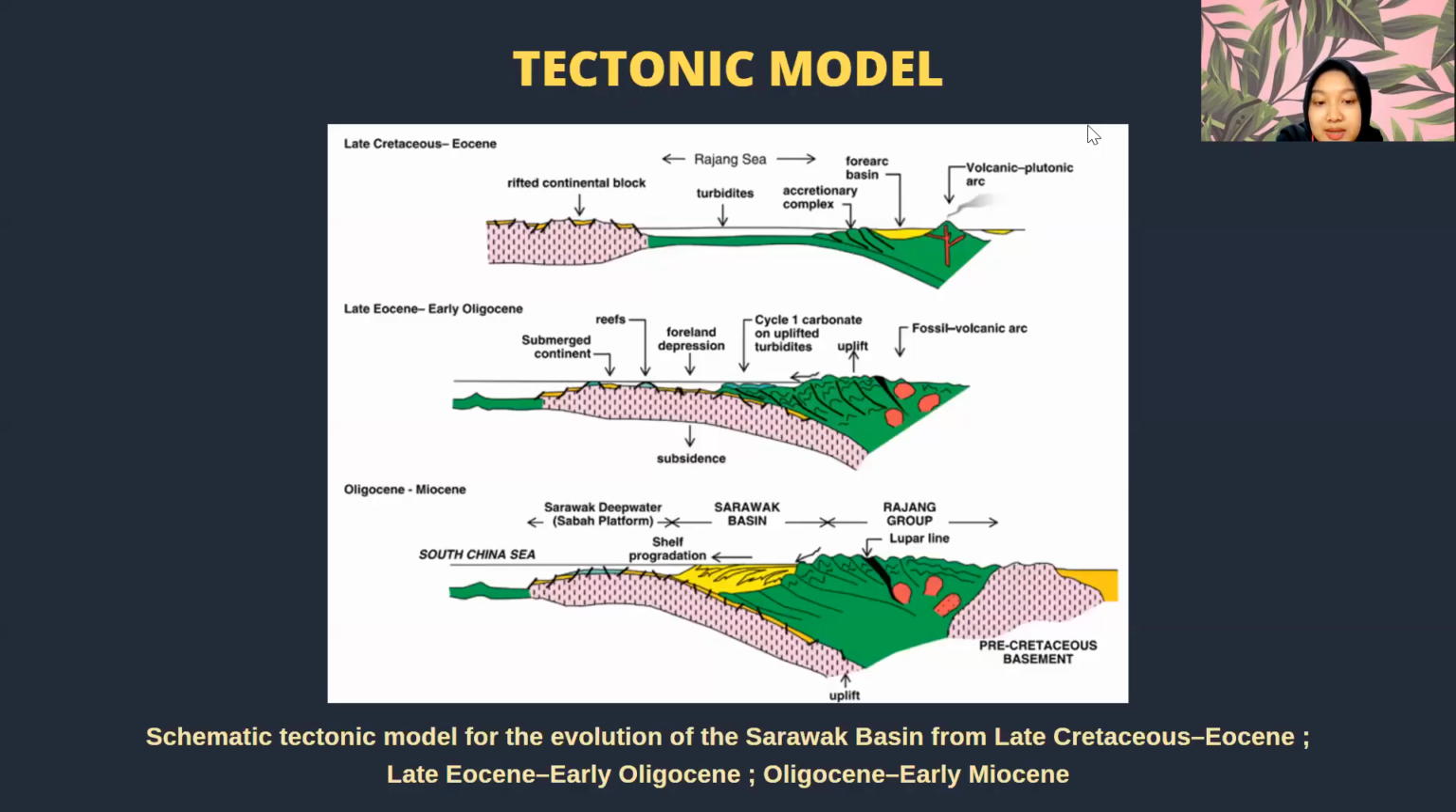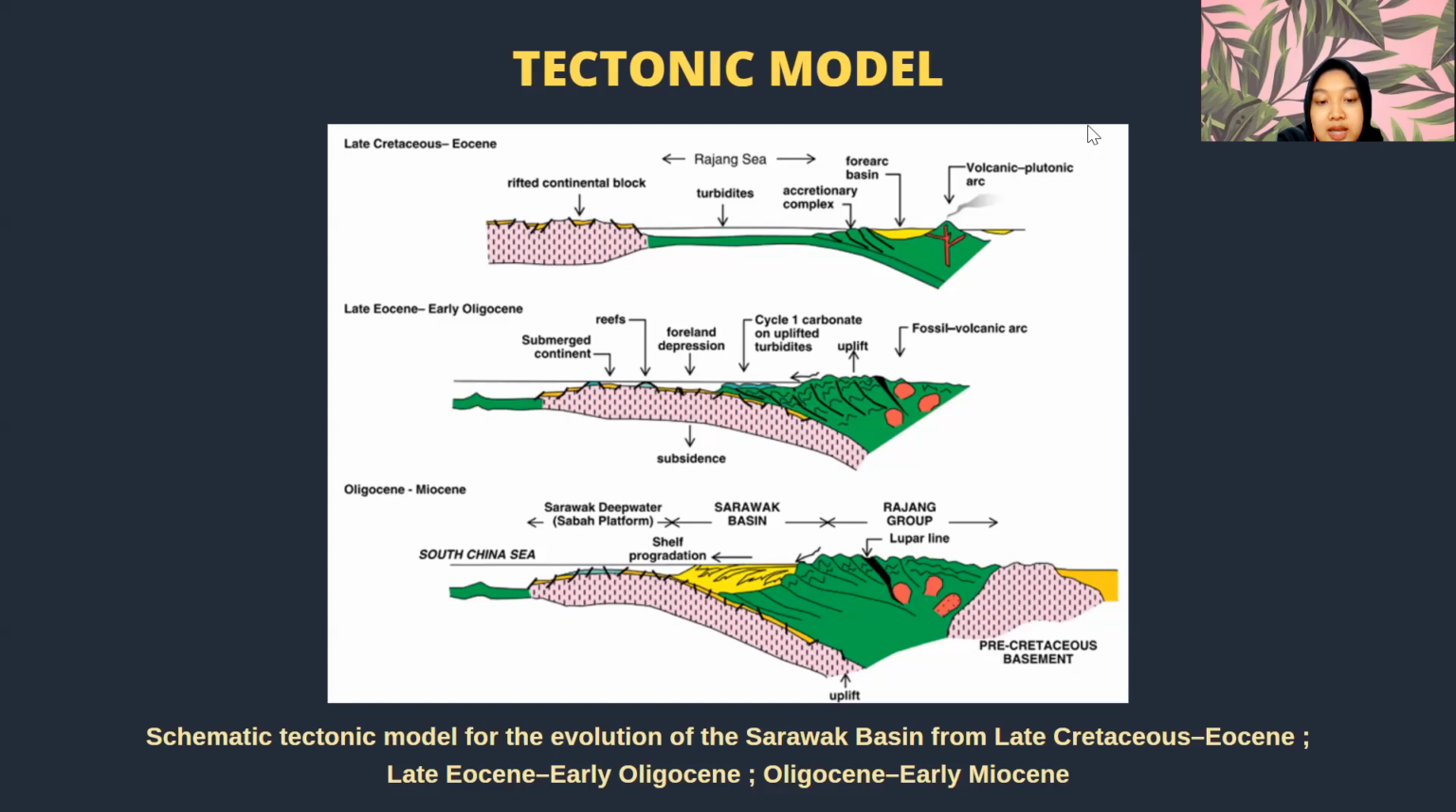All right, so this is the schematic tectonic model for the evolution of the Sarawak Basin. The first is late Cretaceous to Eocene: drifting of the southern margin of South China coupled with subduction of the Proto-South China Sea produced an accretionary complex which was later uplifted onshore. The second is late Eocene to early Oligocene: the collision of the Luconia block with Borneo at the end of the Eocene and cessation of subduction and deep marine sedimentation. A foreland basin developed on the rifted lithosphere while undergoing subduction. Spreading of the South China Sea began.